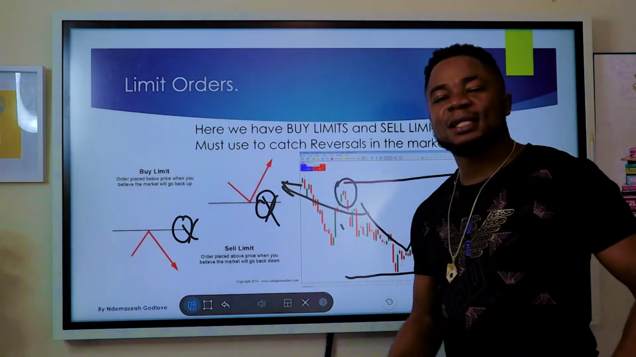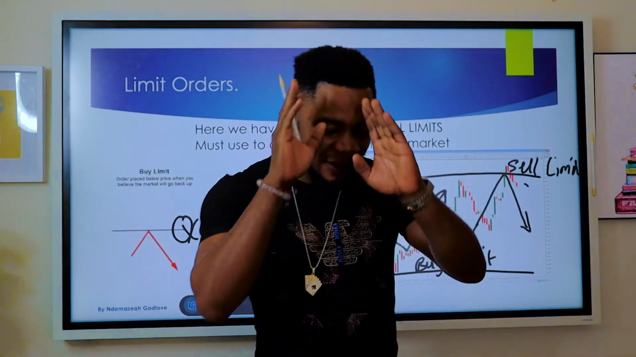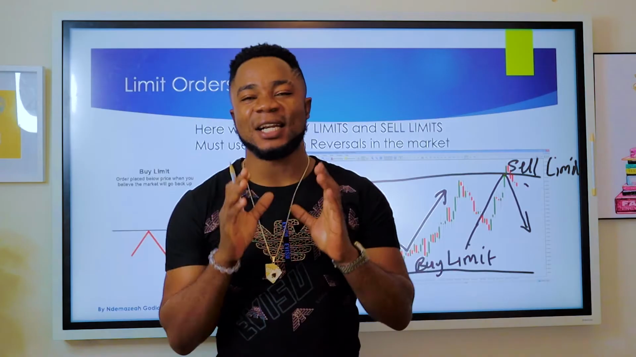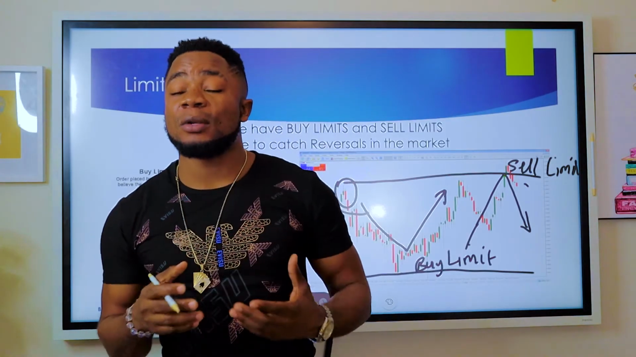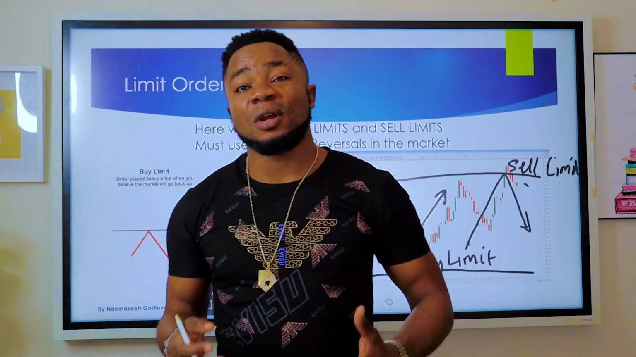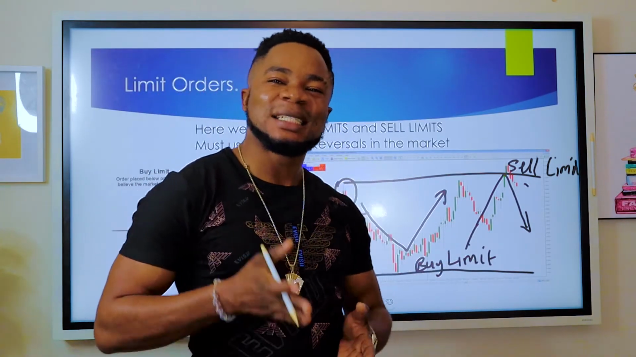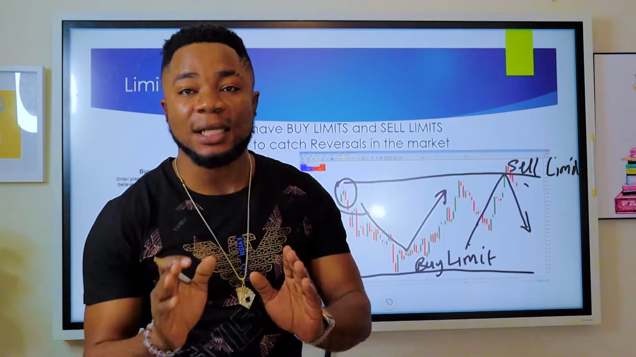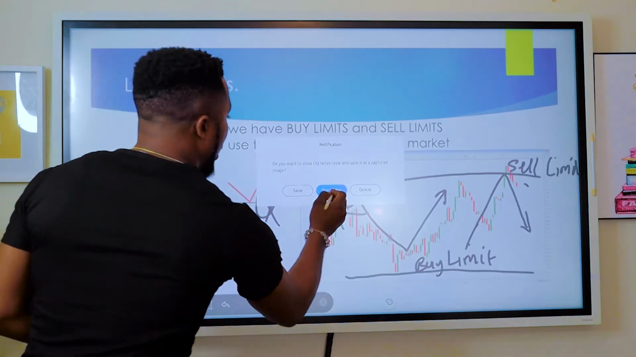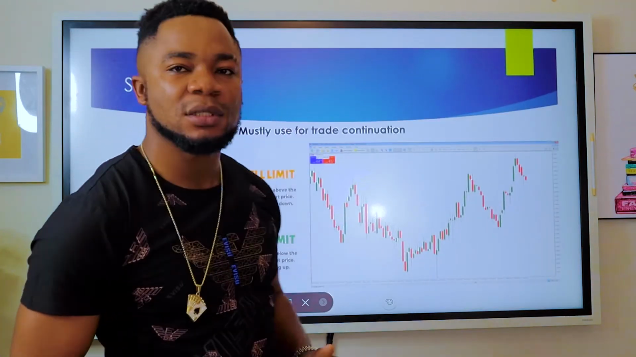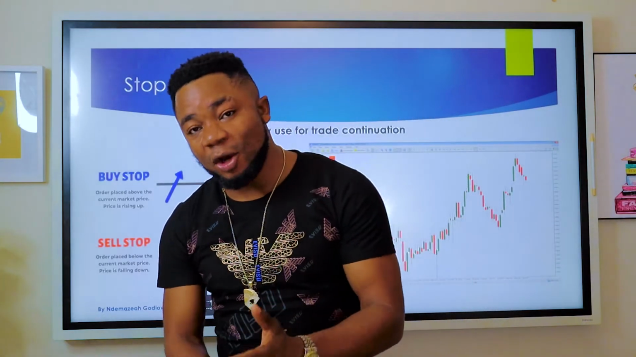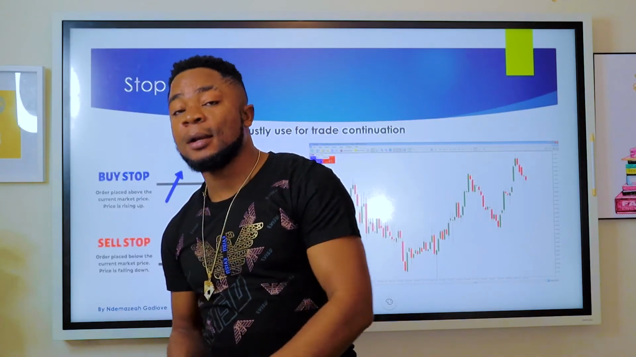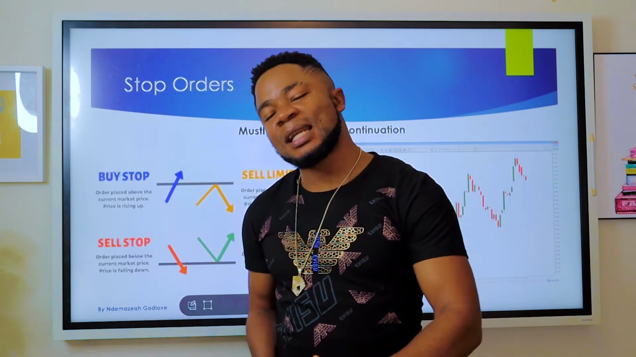Can you see how interesting it is when you already have this at the back of your mind? You just know very clearly that limit orders are used to catch reversals in the market. When you start talking about stop orders, now we are talking about trend continuation. We are talking about trend trading. That is where you come to what we call order types. You have limit orders and stop orders. Limit orders are used to catch reversals in the Forex market, while stop orders are used for trend continuation.